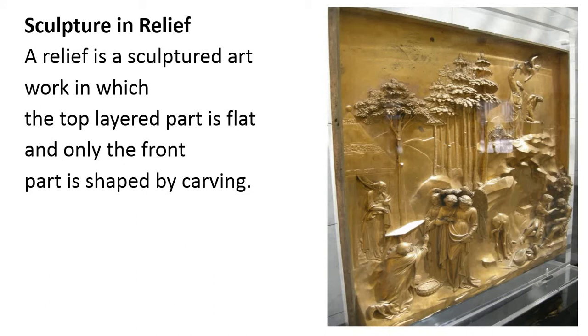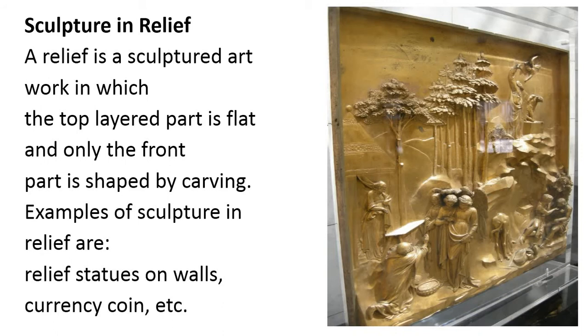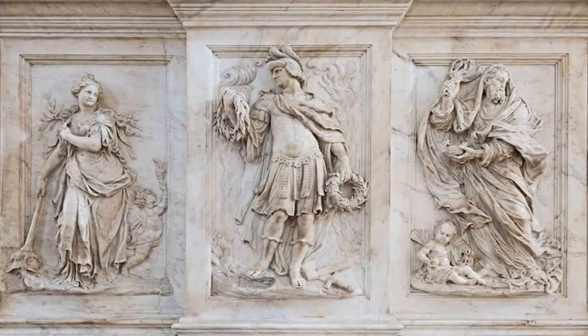Now according to the textbook, what is given? A relief is a sculptured artwork in which the top layered part is flat and only the front part is shaped by carving. Examples of sculpture in relief are statues on walls or currency coins. One more example I will show you: this sculpture done on the wall, right? Embossed thing, that is known as sculpture in relief.